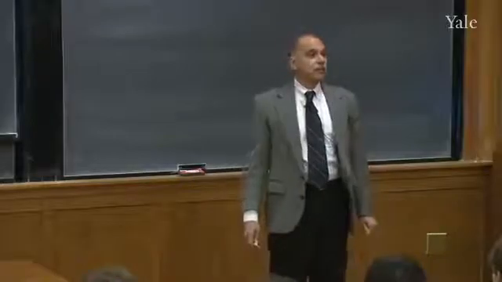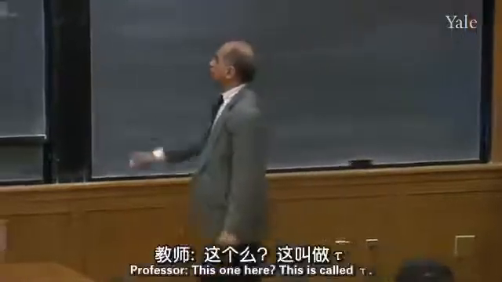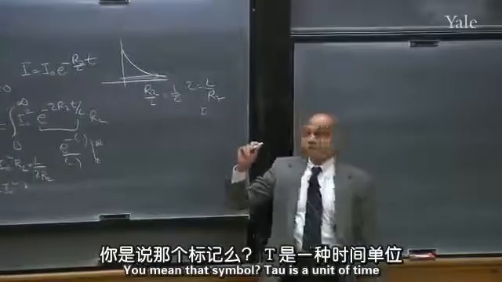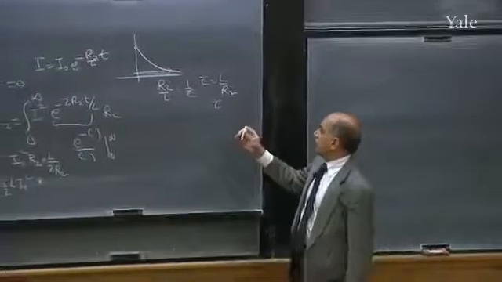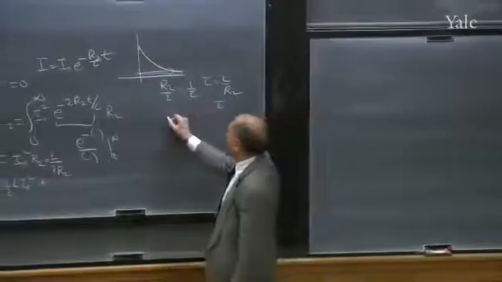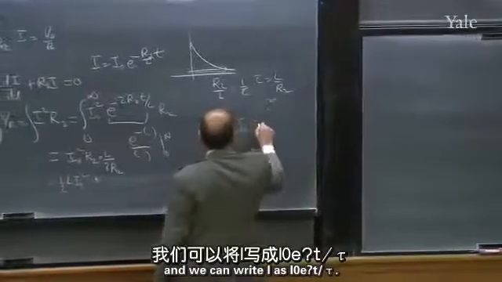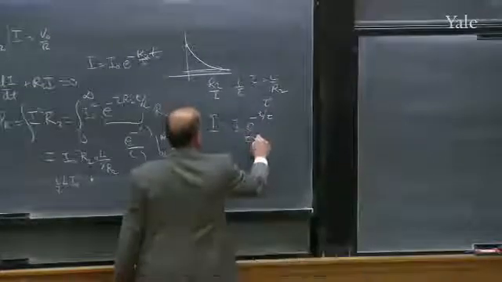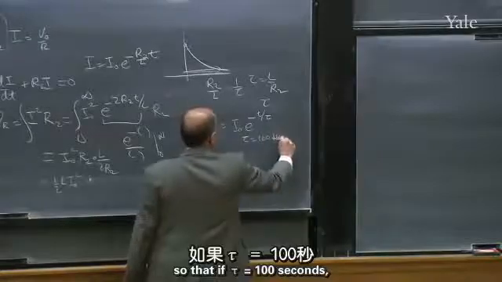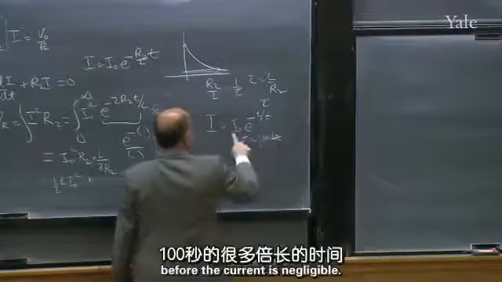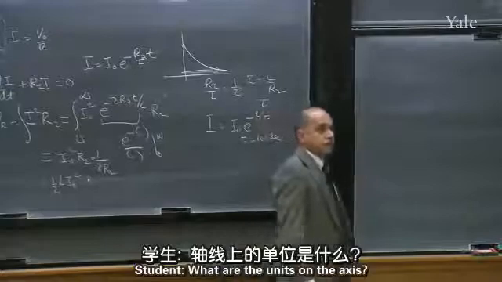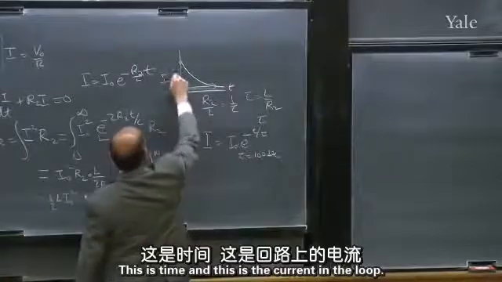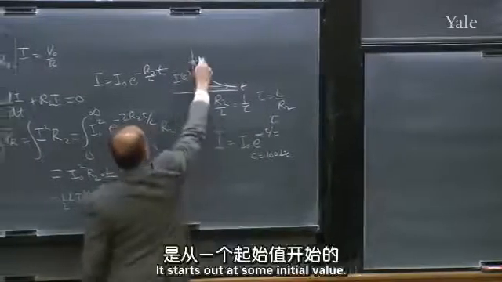Yep? Oh, the graph, what is that showing here? This one here? This is called tau. You mean that symbol? Yeah. Tau is the unit of time whose numerical value is L over R2, and we can write I as I0 e to the minus t over tau. We always like to write it in this form so that if tau is equal to 100 seconds, you will have to wait many multiples of 100 seconds before the current is negligible. What are the units on the axis? Oh, in this graph here, this is time, and this is the current in the loop. It starts out at some initial value.